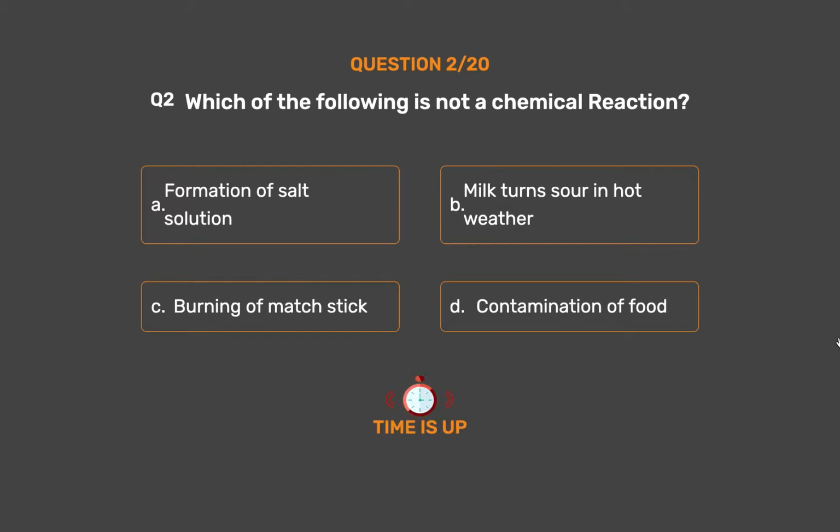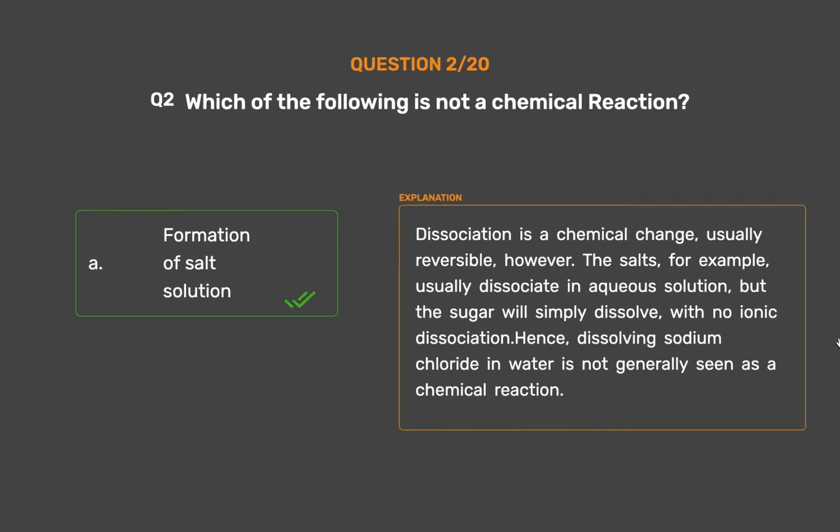The correct answer is Option A. Formation of salt solution. Dissociation is a chemical change, usually reversible. However, the salts, for example, usually dissociate in aqueous solution, but the sugar will simply dissolve, with no ionic dissociation. Hence, dissolving sodium chloride in water is not generally seen as a chemical reaction.